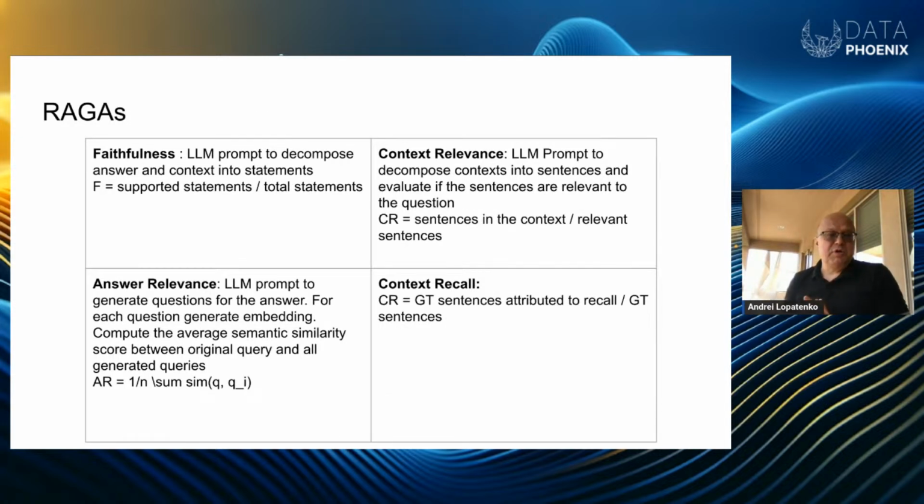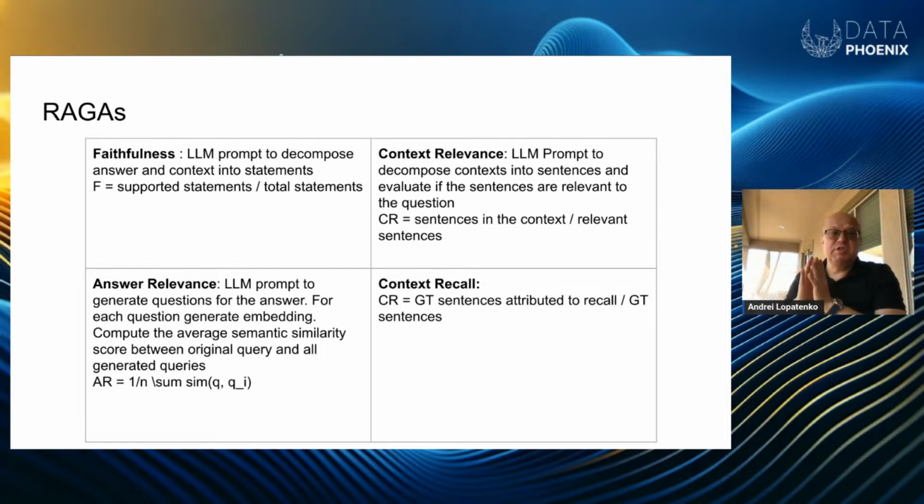So again, what is important in these new frameworks is that they rely heavily on LLMs to evaluate your systems. For example, for faithfulness, you use an LLM, so you have your system which generates answers, right? And it has context, right? So what you do, you ask another LLM, and of course you need to tune the prompt. Here comes some work on your part, how to decompose the answer and context into statements, and then you compute faithfulness by dividing the number of supported statements by the number of total statements, right?